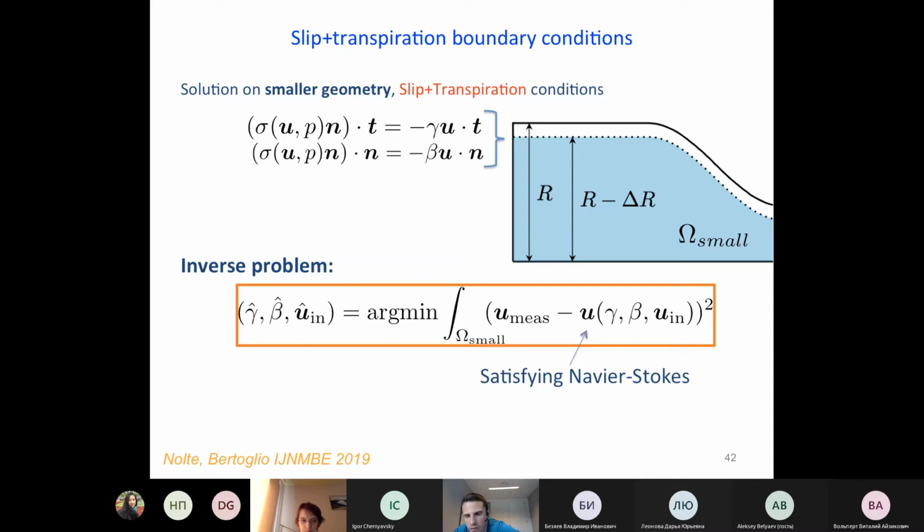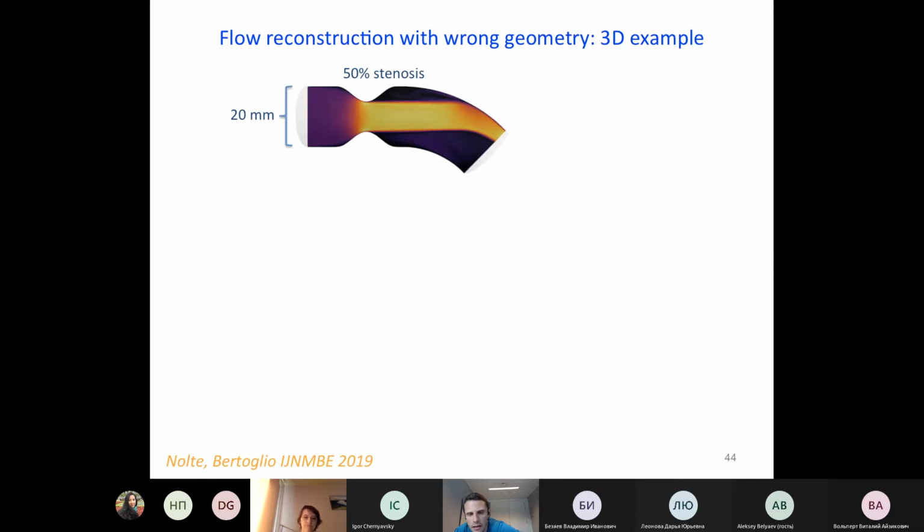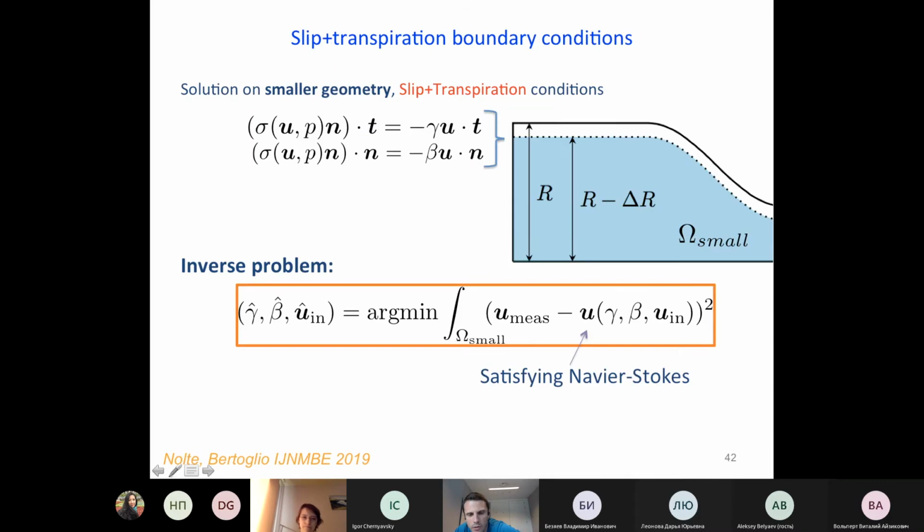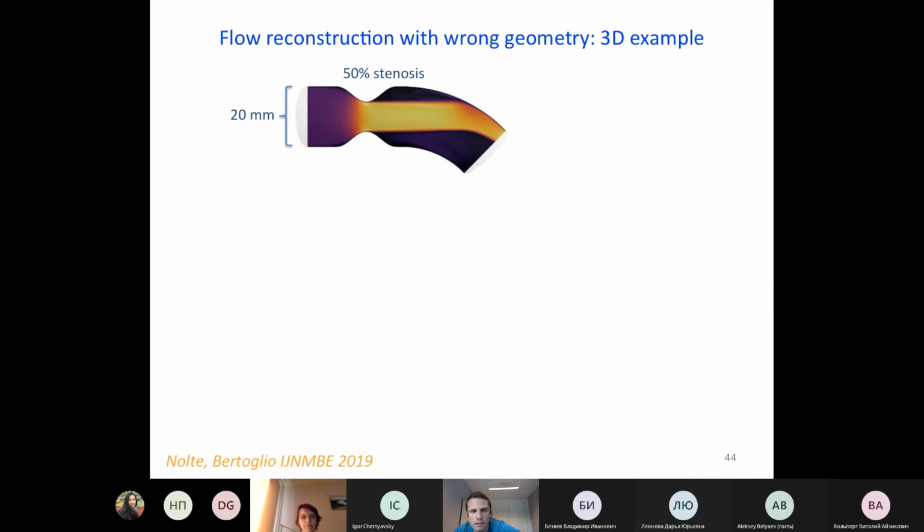So if you already have an inverse solver that can somehow estimate other types of boundary conditions, then you can extend that inverse solver by just including this additional boundary condition and estimate those parameters. So yeah, that's the idea. And I will show you an example of how that works. Of course, we solved this problem using Kalman filtering, but you can also use another approach. So the novelty here is the formulation and the idea of estimating those parameters from velocity data. So I will show you an example.